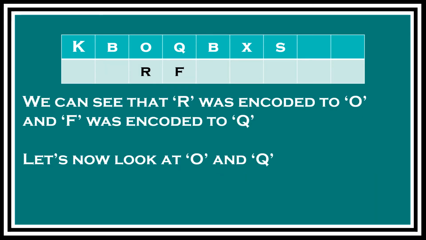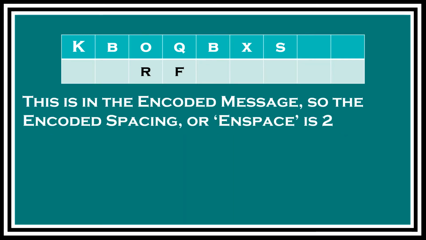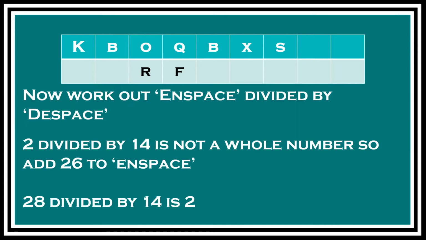Now we can see that in the encoding process, R got encoded to O and F got encoded to Q, so let's look at those two letters O and Q. O is the 15th letter of the alphabet, Q is the 17th letter of the alphabet, and therefore they are two letters apart in the alphabet. So that's in our encoded message, or the encoded spacing, so the N space value here is 2.